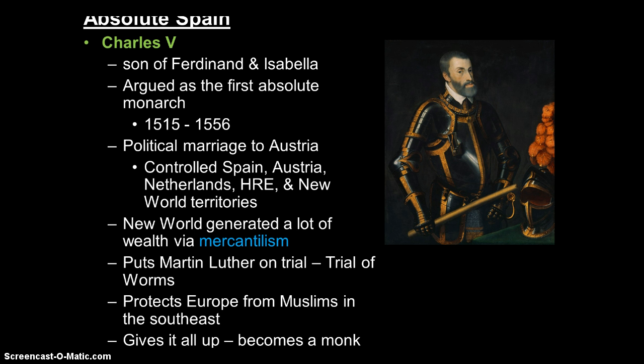And he had a political marriage, as most marriages were, with a princess from Austria, and that gave him power over Spain, Austria, the Netherlands, the Holy Roman Empire, because he was also the Holy Roman Emperor, and all the New World territories. So he had massive, massive territory over the world. And as these colonies were making money, it was through a policy called mercantilism, which I'm going to get into a little bit later. He was the guy who put Martin Luther on trial during the Diet of Worms.